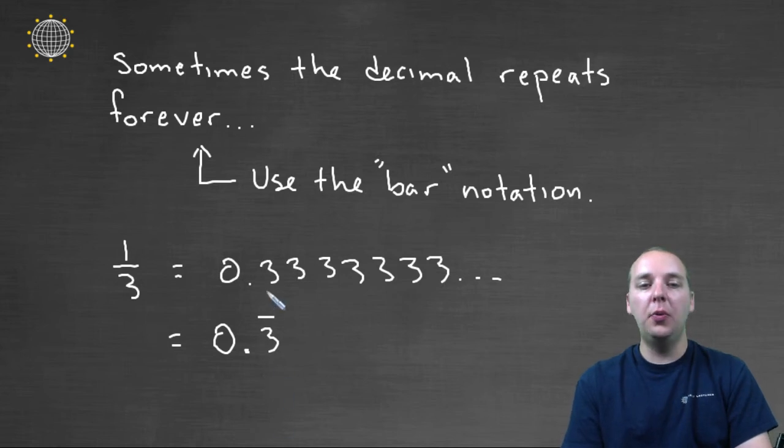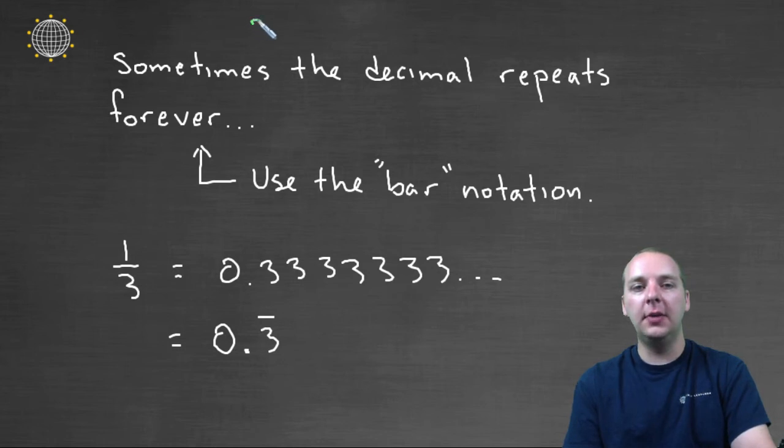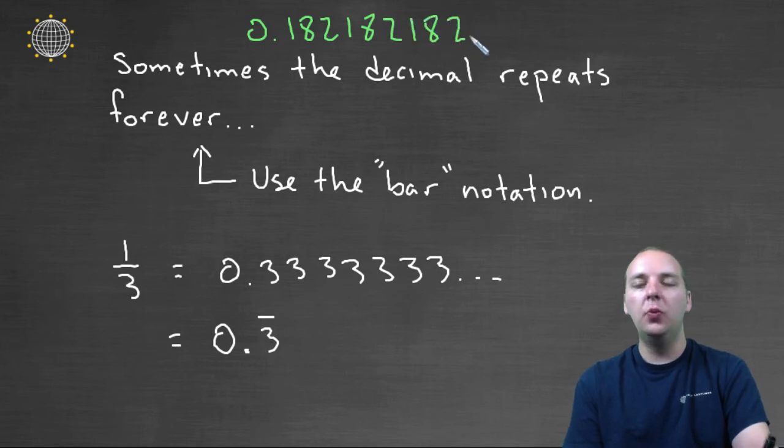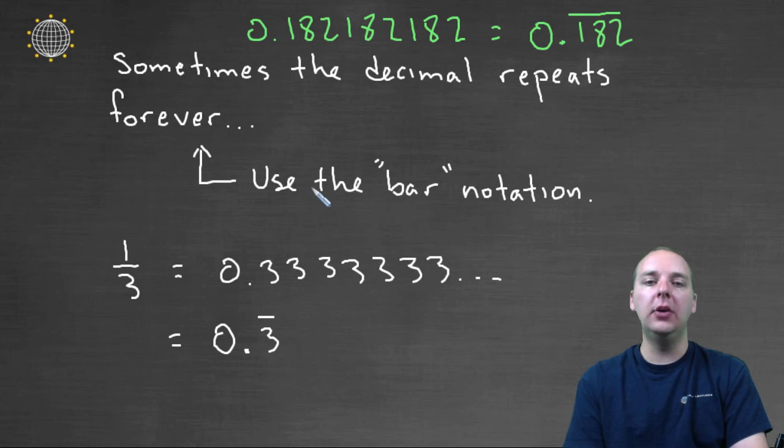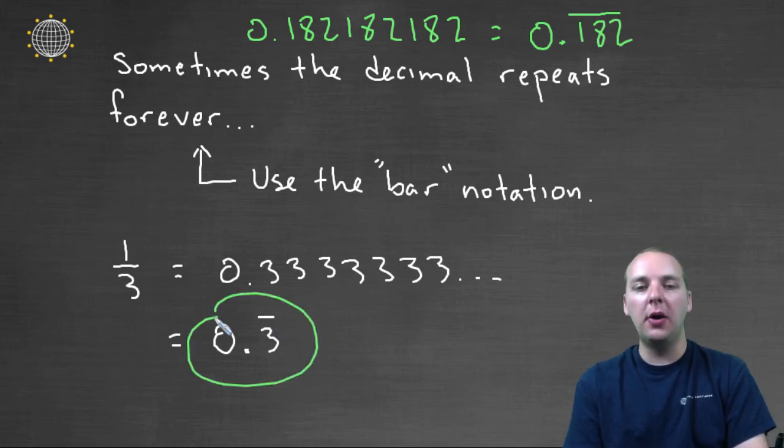Now, if you had an example where more than one digit repeats, that's totally fine as well. If you had, for example, 0.182, etc., then where do you put your bar in this example? You would put 0.182 and put the bar over the 1, the 8, and the 2, which indicates to the reader that's what's continuing to repeat over and over again. So use this bar notation, and it'll really help make you not have to write quite so much.